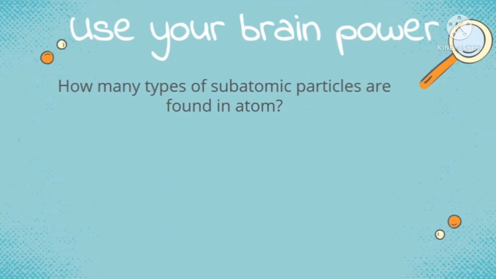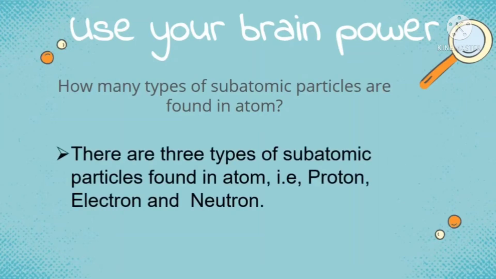Now use your brain power and tell me, how many types of subatomic particles are found in an atom? The answer is very easy because this part I have taught you earlier. So how many subatomic particles are there? Think and give me an answer. There are three types of subatomic particles found in an atom, that is proton, electron and neutron.